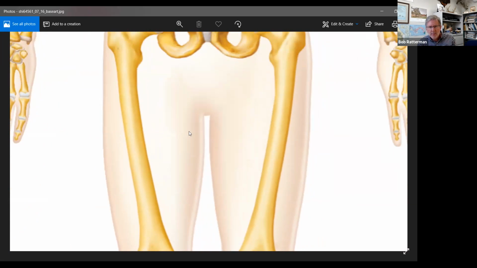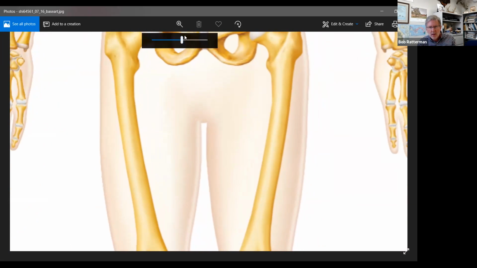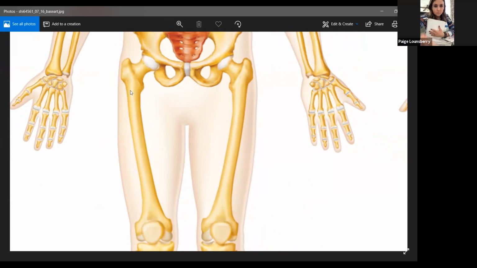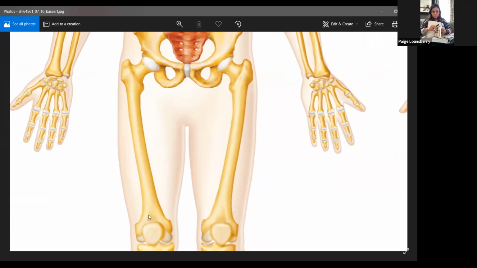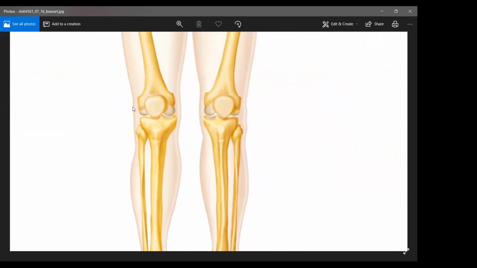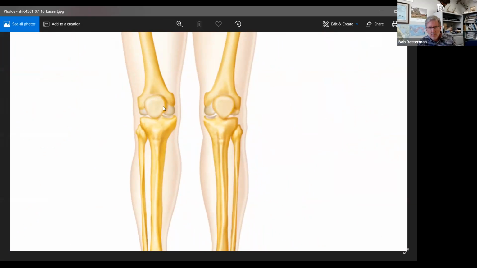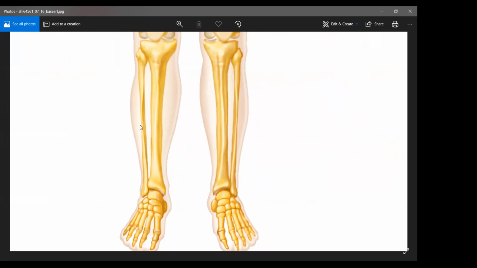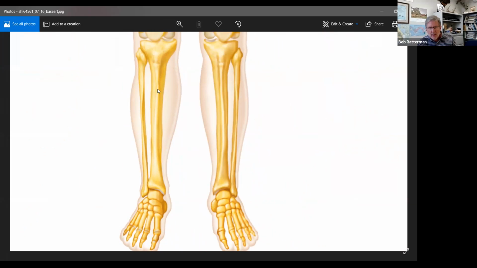All right, what's this bone? Right here, Femur. Right? How about this one? Patella. Patella. This one, Fibula. Fibula, right? Tibia. Tibia. Did you say fibia?